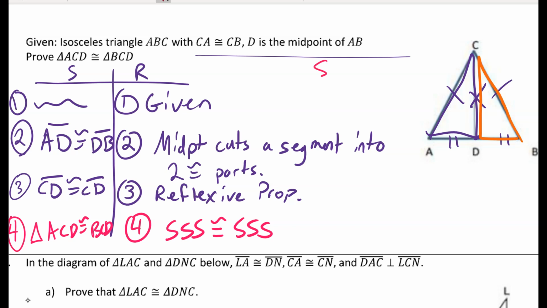Now, this is not the only way you could do it. You could also do this by side-angle-side if you wanted to say that, well, because these two sides are the same, my base angles are the same because it's an isosceles triangle. You could do that too. So for a lot of these, your proof might not match mine, but it still could be a correct proof.